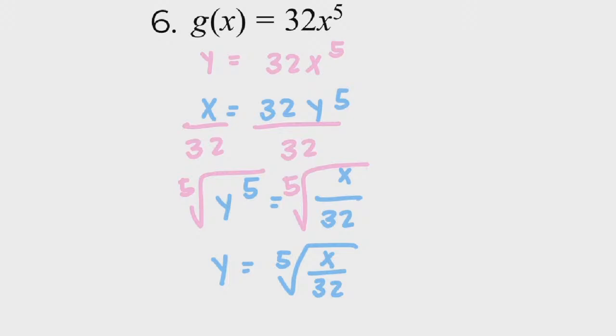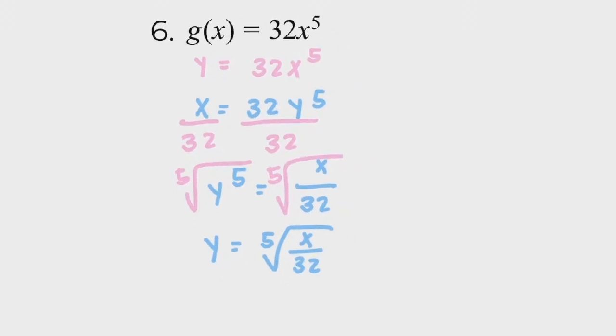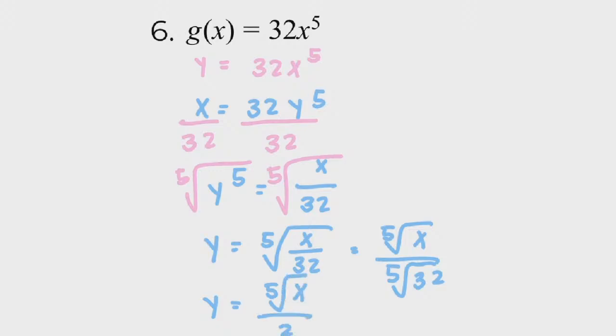And for this problem, we can actually simplify more because we can split this up into the 5th root of x over the 5th root of 32. And the 5th root of 32 is 2. So y would equal the 5th root of x over 2.